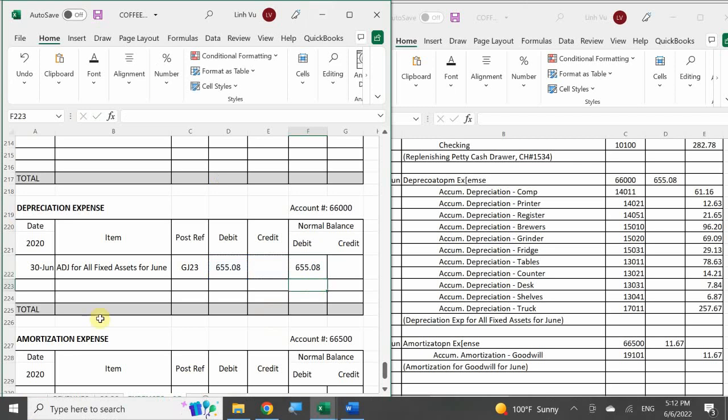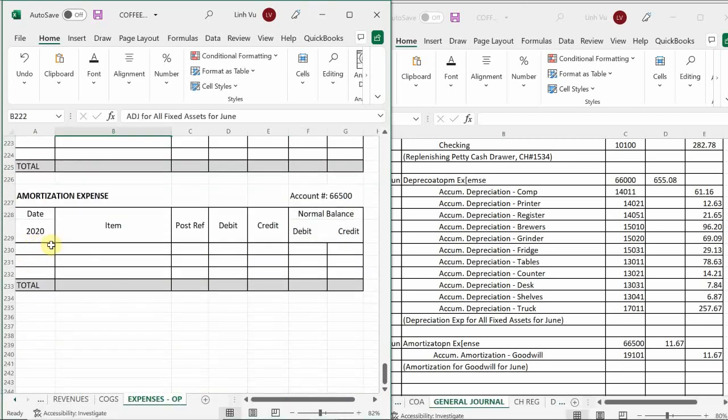And since we're already here, go ahead and just do the amortization. It's already down here, so we can just do that. So adjustment entry for amortization for goodwill. Okay. General journal, page 23. And we're amortizing it for $11.67. Okay, so we're done with our expenses.